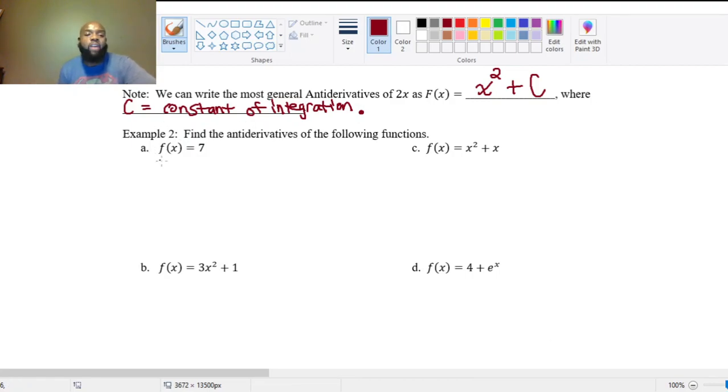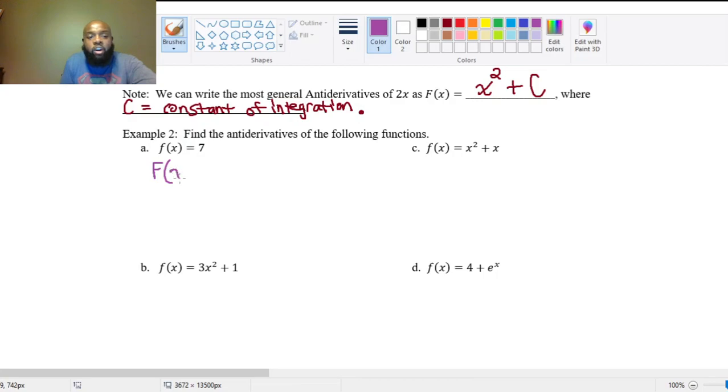So in part A, I have f of x equals 7. This is a constant function. I have to think of which function has the derivative of 7, right? And so the only function that I can think of, well, there's an infinite number, right?